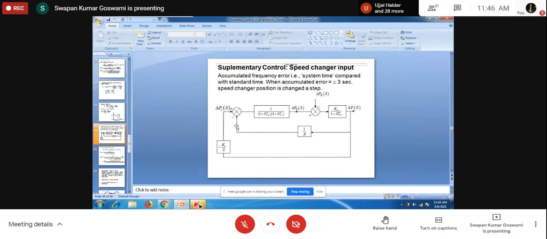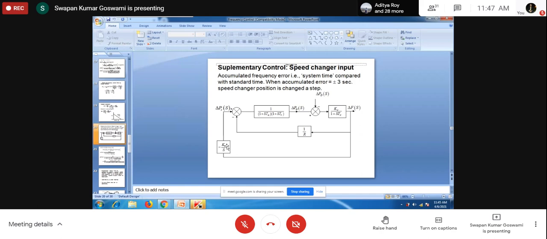But another control is needed if you want the frequency variation to be made zero. That control is called the supplementary control or secondary control, and it has to be applied through the speed changer. So this is shown like this. You see that here it is shown to be minus Ki by s.